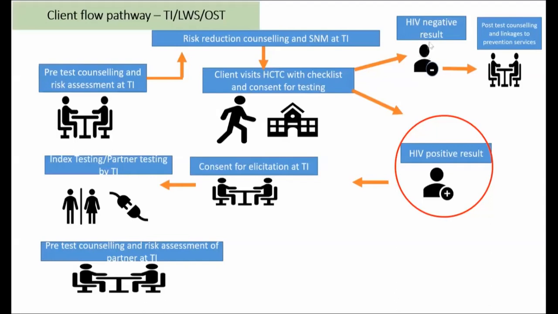And once the person is HIV negative, then these are the clients who are referred from TI or link workers, so they must be from the key population group. Their post-test counseling and linkages to prevention services will be needed in case the result is negative. If positive, then we need to take the consent for the contact illustration, and that can be done at TI also. And index testing, partner testing can be done at TI for these clients who are HIV positive, but their linkages to the ART services and other appropriate services can be ensured by the ICTC counselor.